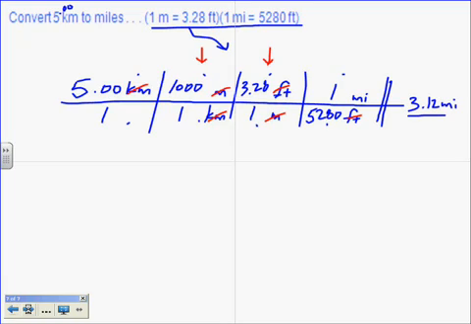And this answer has got 3 significant figures, and that's good because this conversion is perfect. This particular conversion is from meters to feet, so that's got 3 sig figs. This conversion is perfect, and this was measured out here, so that's got 3 sig figs. So my answer should have 3 sig figs. That's what we find down here, so 5 kilometers is 3.12 miles.